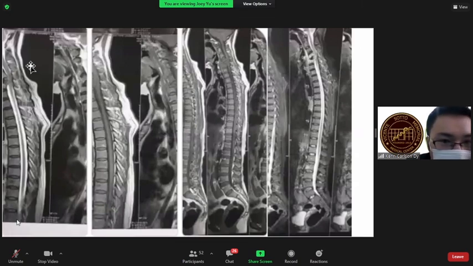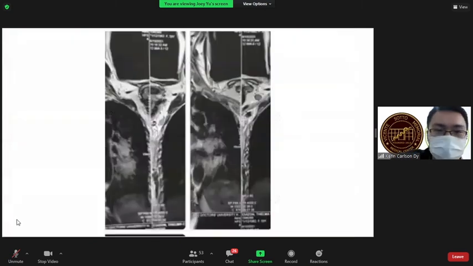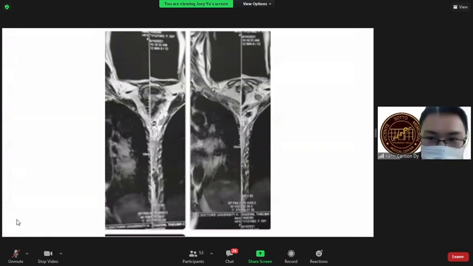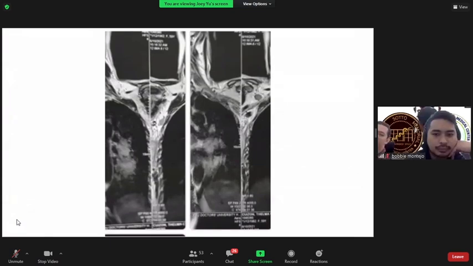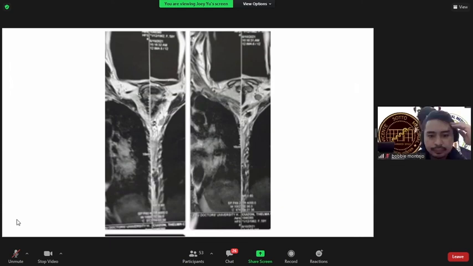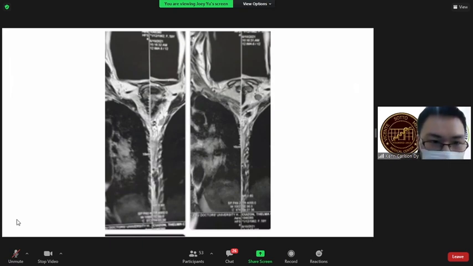And then we'll be reviewing the coronal cuts. Okay, X-rays. Not yet taken for the X-ray. Chest X-ray. Not yet taken for the chest X-ray.